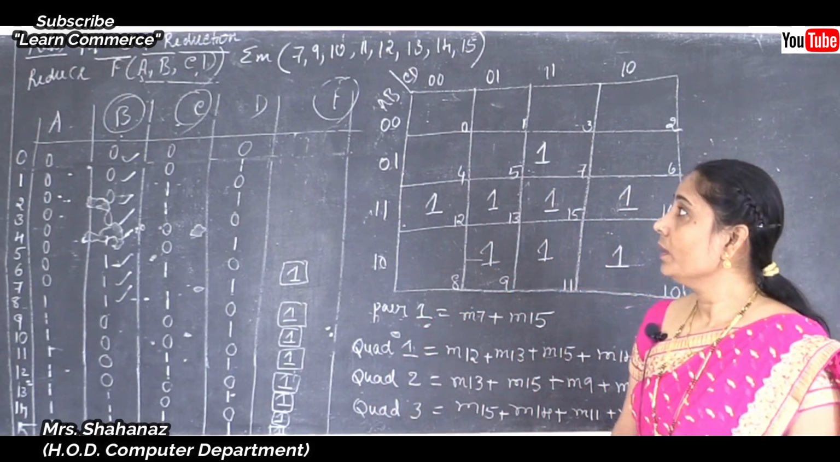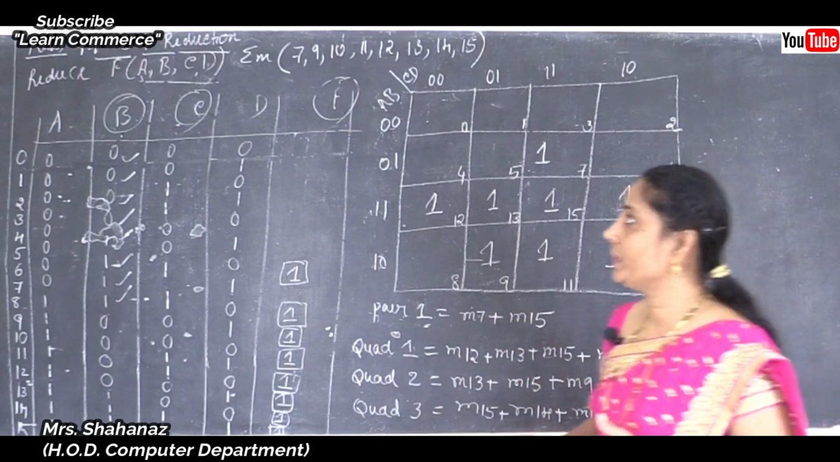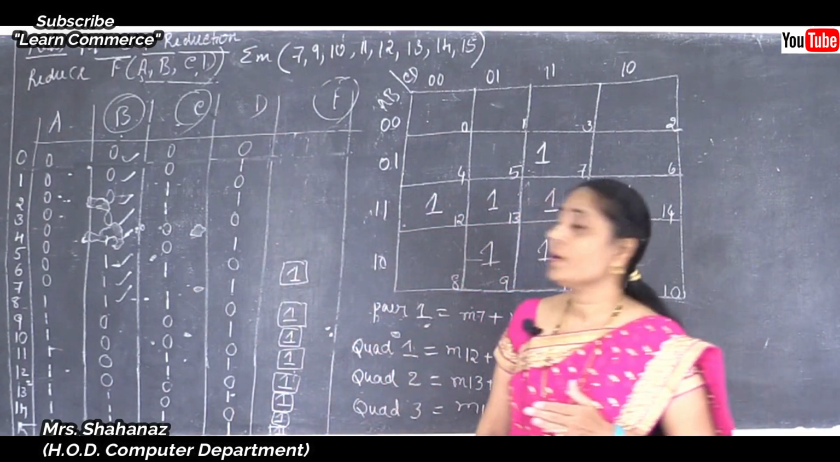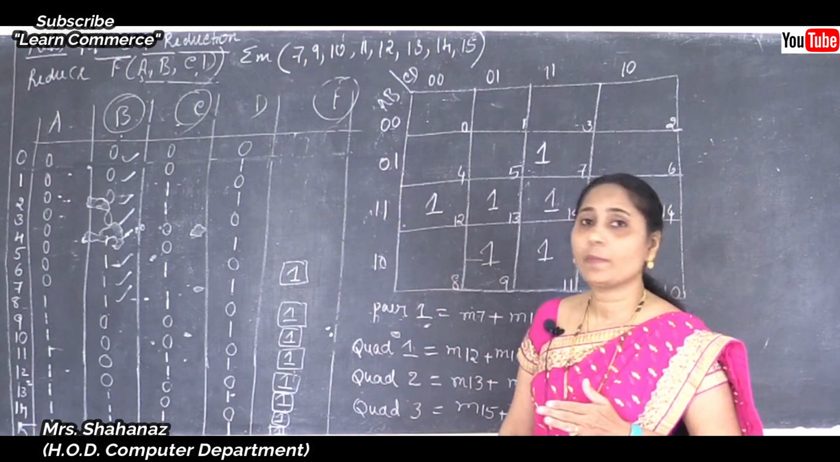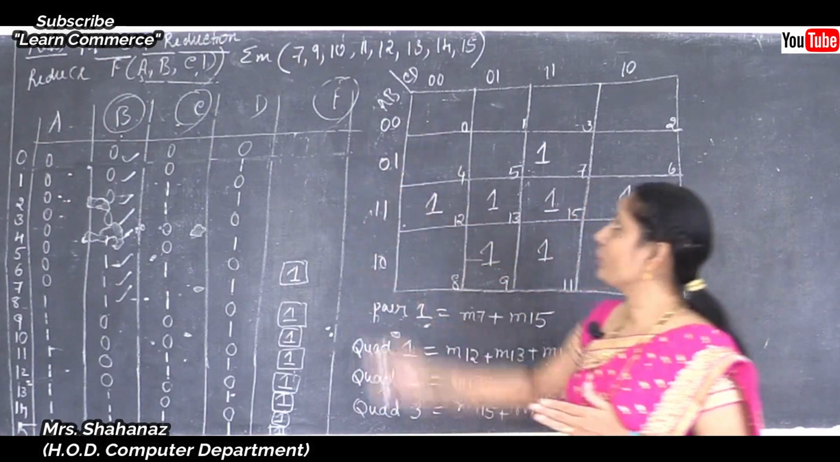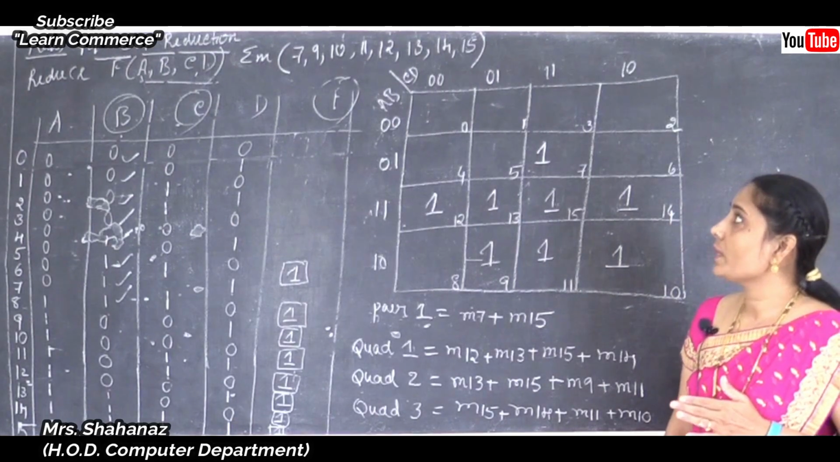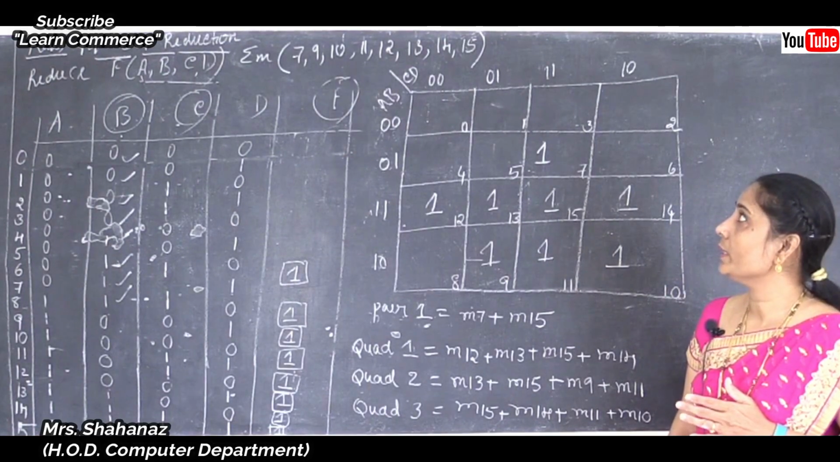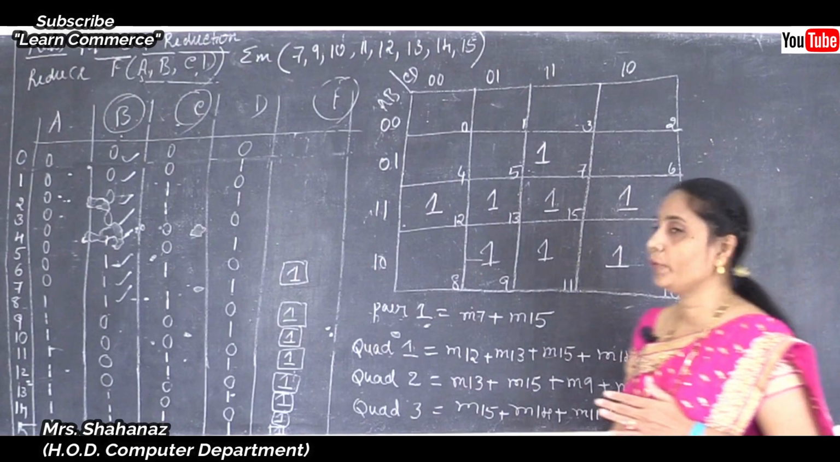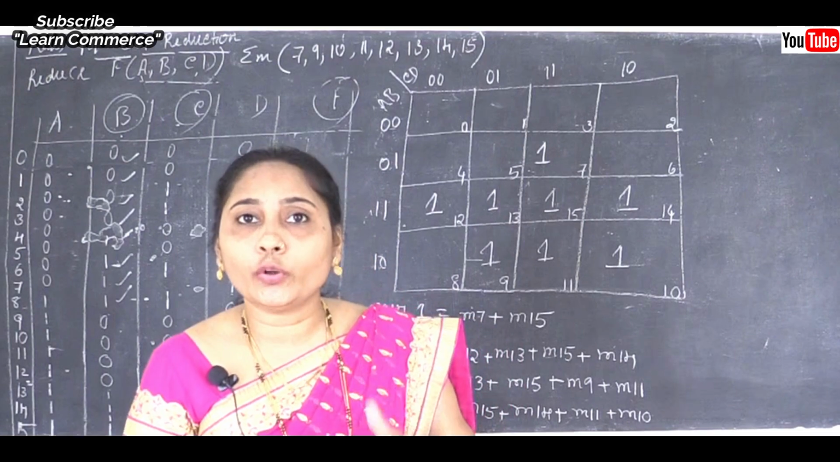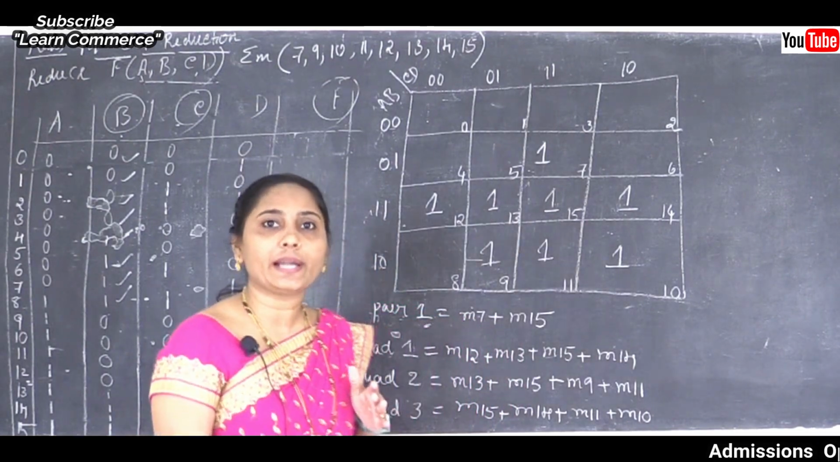The question may be to reduce F(A, B, C, D) = sigma M, that is our symbol of the SOP, and some of the values are already given in the question. The values are 7, 9, 10, 11, 12, 13, 14, 15, and we know how to complete it. We already know the rules about the SOP reduction.